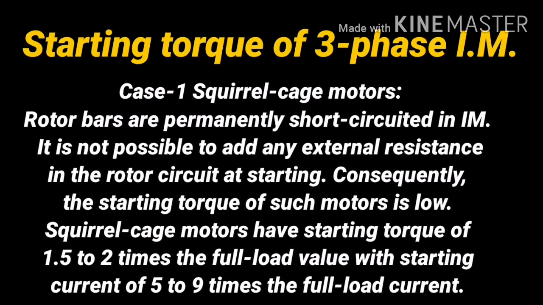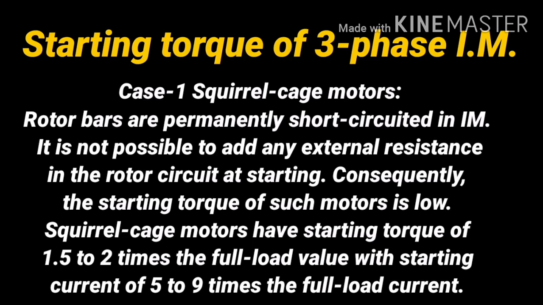Rotor bars are permanently short-circuited in squirrel cage induction motors. It is not possible to add any external resistance in the rotor circuit at starting. Consequently, the starting torque of such motors is low. Squirrel cage motors have a starting torque of 1.5 to 2 times the full load value, with a starting current of 5 to 9 times the full load current.